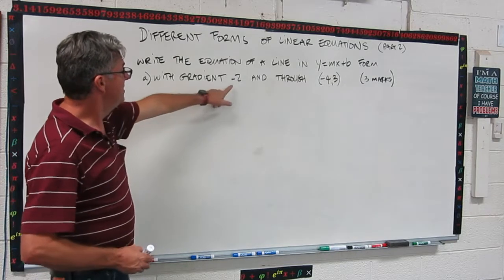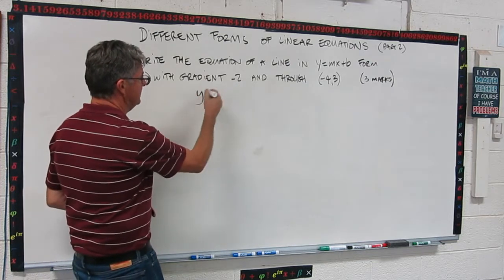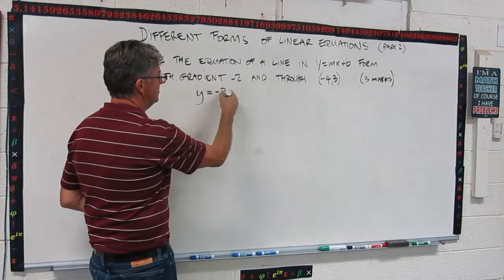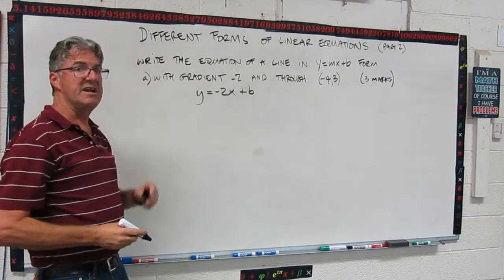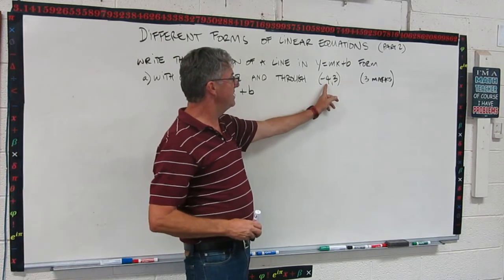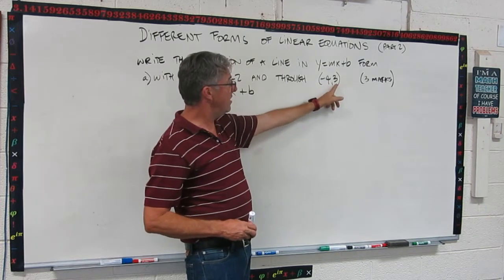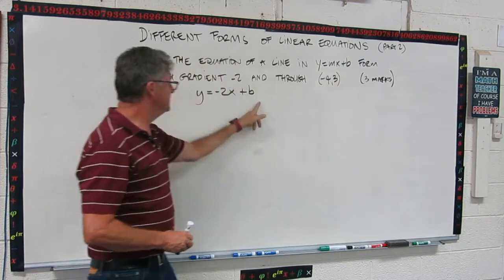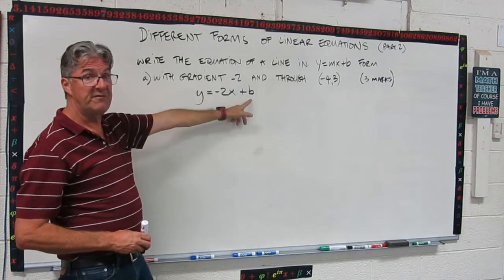So we know that the gradient is -2. My first step might be something like this: y equals -2x plus b. I'm just substituting in what I know. Now I know something else. I know that it passes through the point (-4, 3). That's the x-coordinate and that's the y-coordinate. This point satisfies this equation. Plugging it in here will enable us to find b.